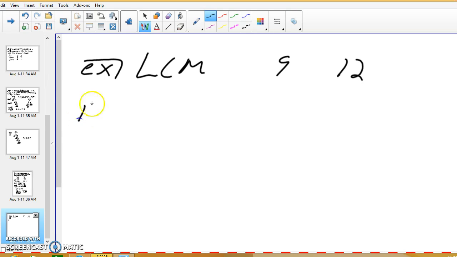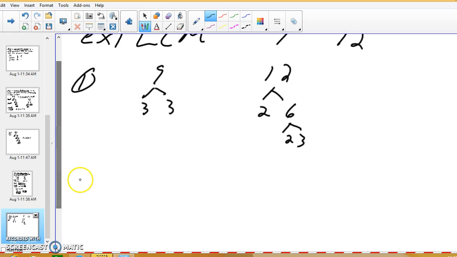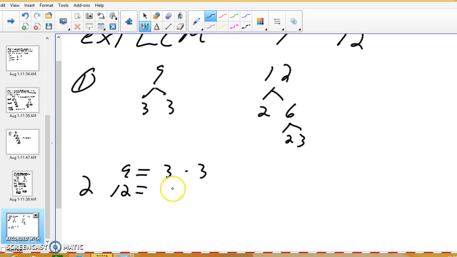Okay, so let's go through it. So step 1 is find the prime factorizations. 9 and 12, excuse me. 3 and 3, 2 and 2 and 3. Step 2, line them up. So 9 is equal to 3 times 3. 12 is equal to 3 times 2 times 2.